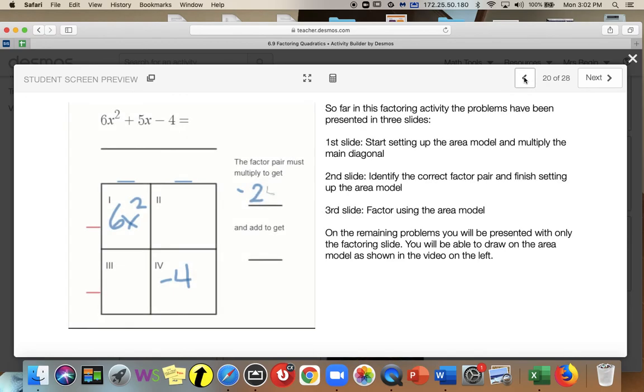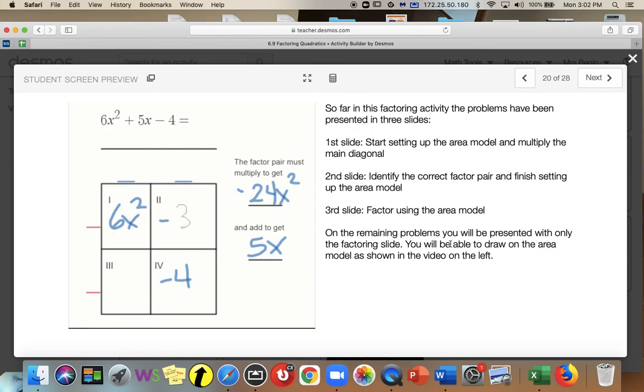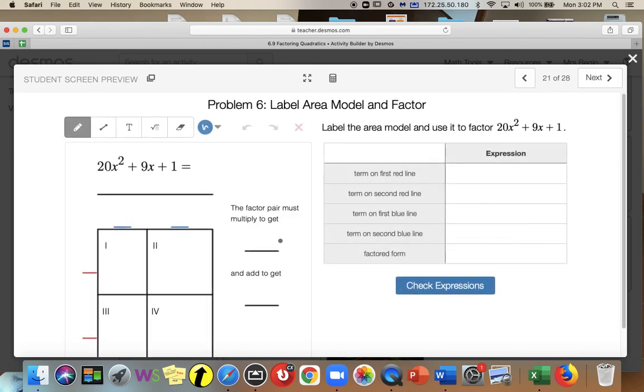Okay, so let's see what slide 20 says. So it says, so far, in this factoring activity, the problems have been presented in 3 slides: the first, the second, and the third. On the remaining problems, you're only going to have one slide, and you'll be able to draw in the area model. Okay, so you can draw and figure it out. So this is just telling you, oh, they're going to put all 3 slides in one. All right, so let's do one.